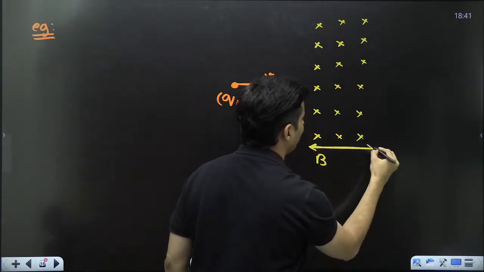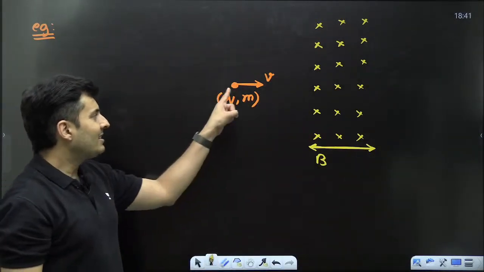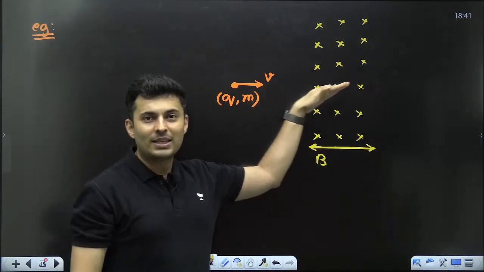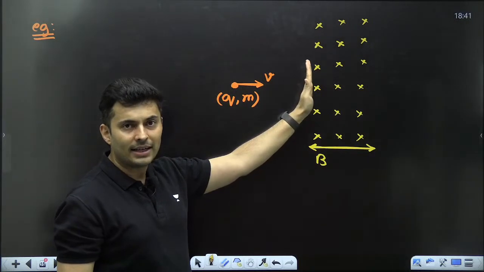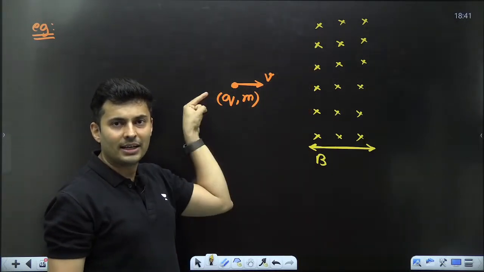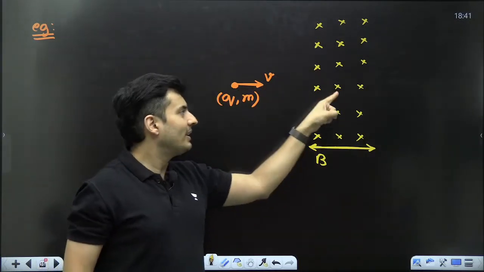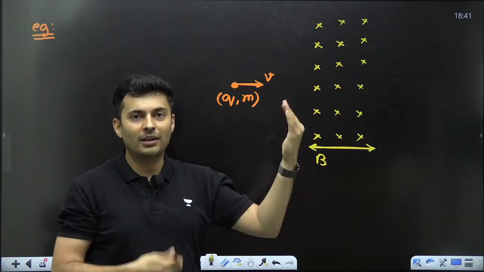It is only present for certain width. Once this charged particle enters inside, it will start turning, it will start deflecting, agree? Till this point it will not deflect. Till this point it will not deflect, it will go straight, nothing is there. Once it enters the field, it will deflect.